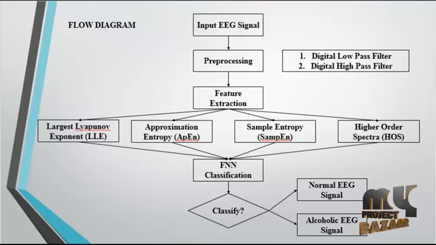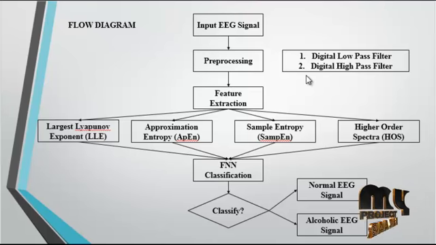Now we are going to discuss the flow diagram for the process. At first, the input signal is taken from the dataset. The dataset is the folder which consists of several input signals. After getting the input signal from the dataset, the pre-processing is carried out. The pre-processing consists of two steps. The first one is the digital low-pass filtering, then the second one is the digital high-pass filtering. By applying these two filters, the signal is free from noise. Hence, the noise-free signal comes out from the pre-processing module.